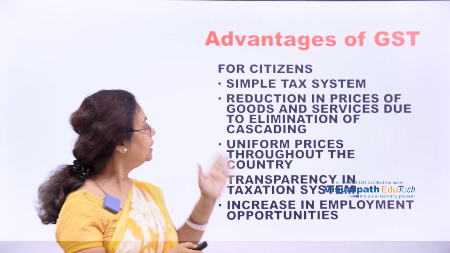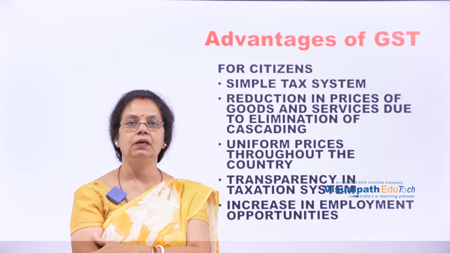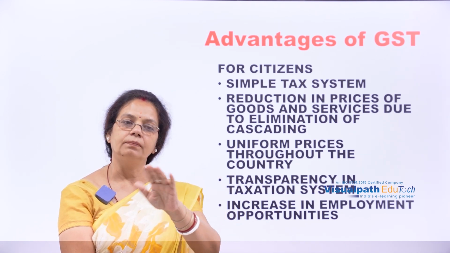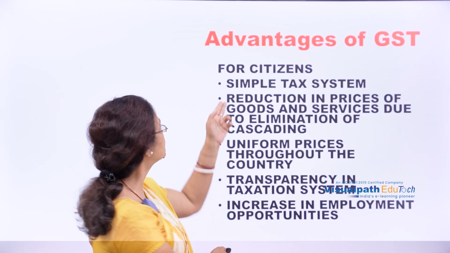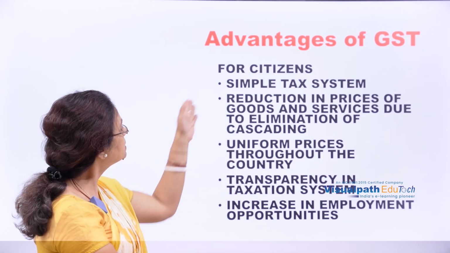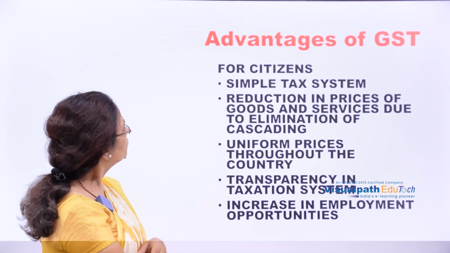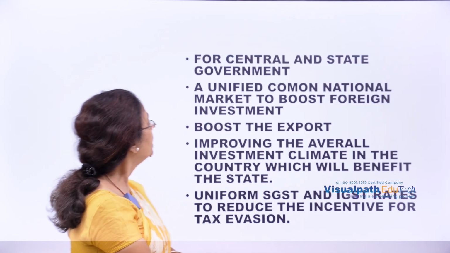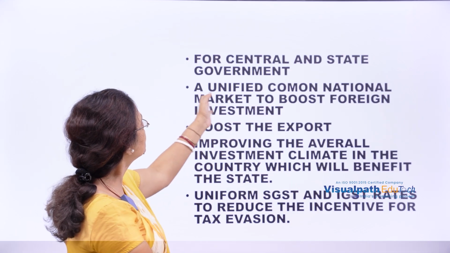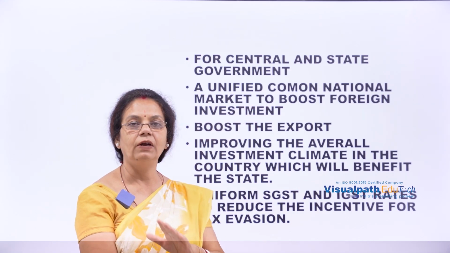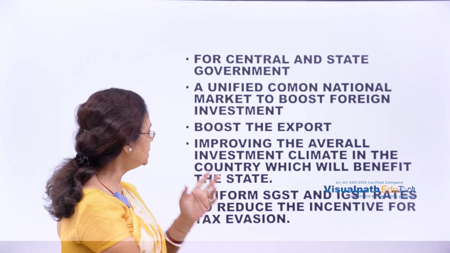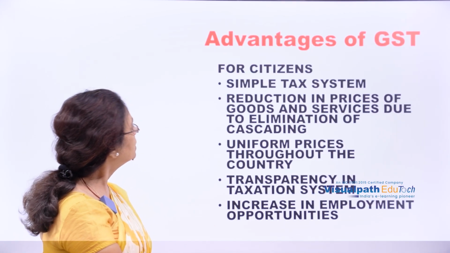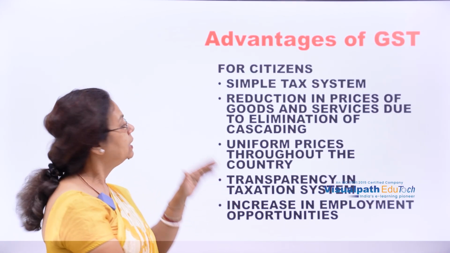The advantages are actually divided into three parts. Separately, we can divide the advantages into three parts. For citizens, the advantages are different. Next, for trade and industry, the advantages are different. Next, for the central and state government, the advantages are different. So these are different types of advantages we will get for state government, central government, citizens, and traders.